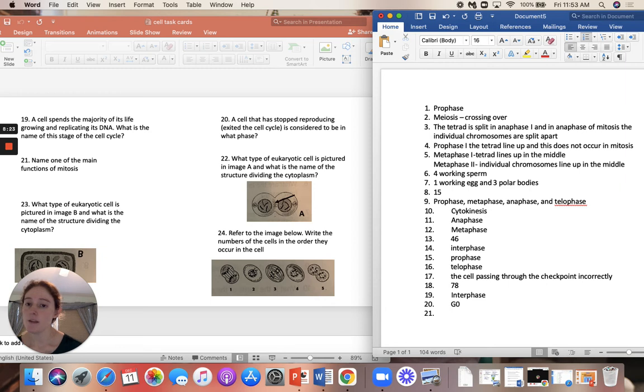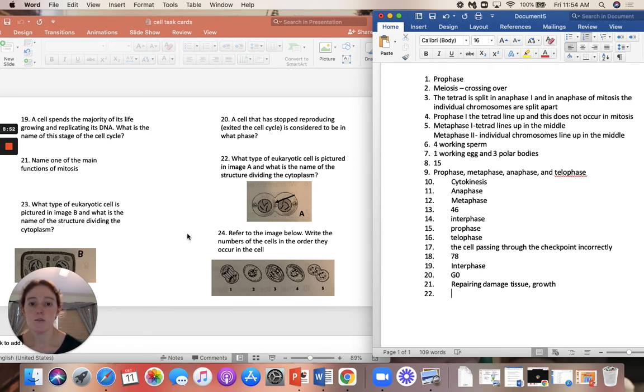Name one of the main functions of mitosis. One of the main functions would be dividing. Oh no, repair. Repairing damaged tissue. Also, growth could be a function.